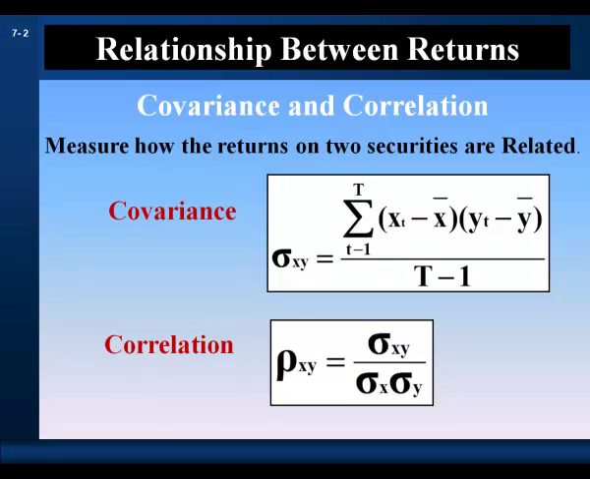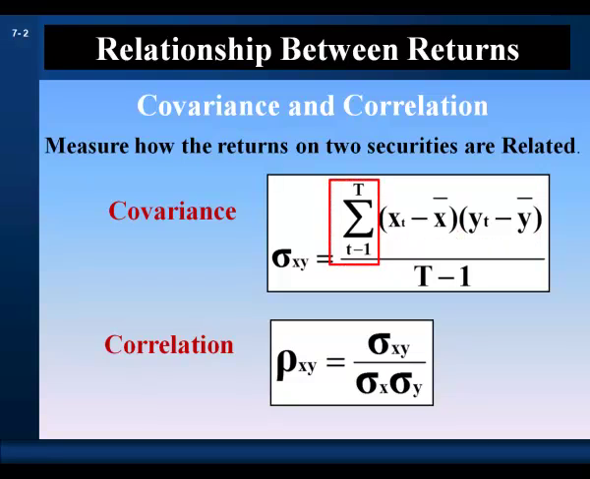Given two securities, X and Y, we calculate the deviation of X's return from its mean and the contemporaneous deviation of Y's return from its mean. We multiply the two paired deviations from the mean and do this for every year. The covariance is the average of the products of the paired deviations from the mean.